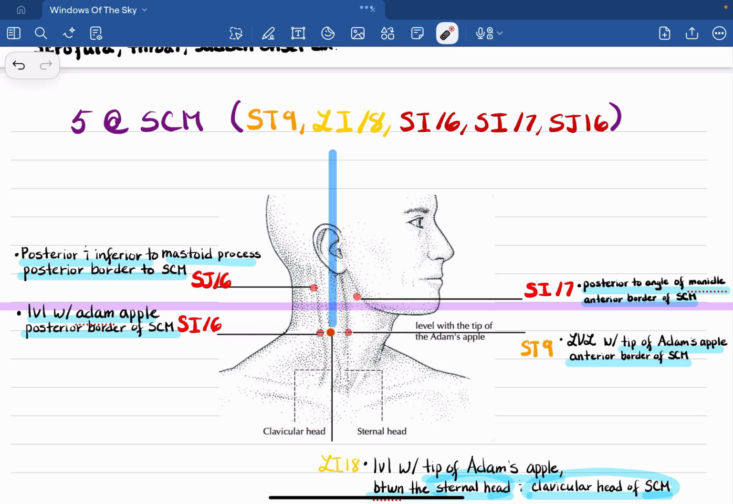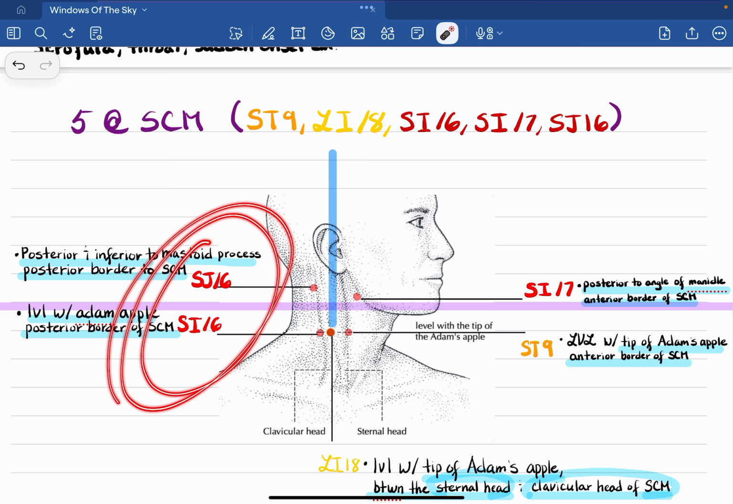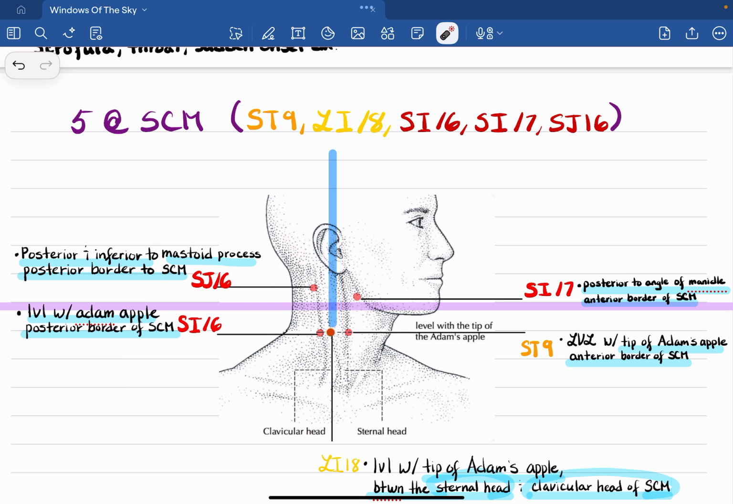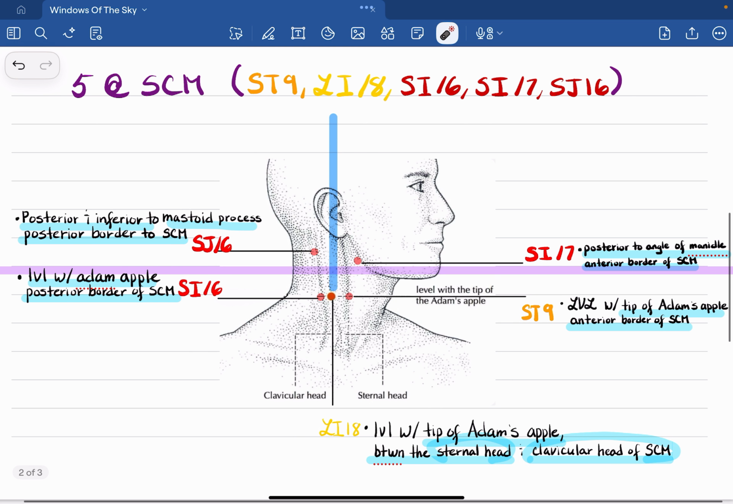Then we also recall, besides SI 16, there's also Sanjiao 16. If you forget whether it's 16 or 17, you can think of it this way: the two backs are 16. Sanjiao 16, you have to find the mastoid process. It's posterior and inferior to the mastoid process. And from there, we go where? Posterior to the SCM. So you have to imagine and think of different ways to associate.